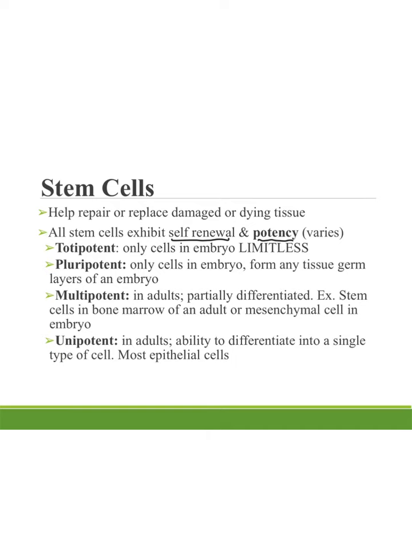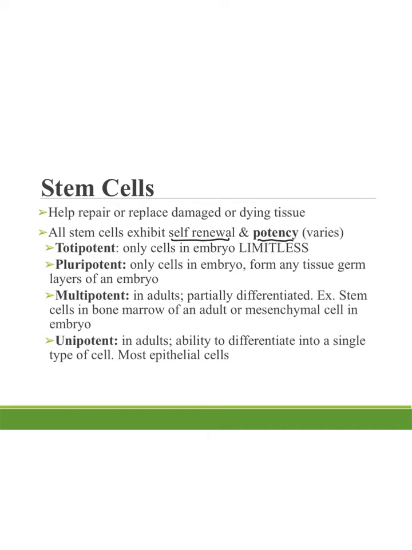So if a stem cell is referred to as totipotent, that means that the cell can become any cell in the body. Okay, it's limitless. So you only find these in very early stages within the embryo. Pluripotent stem cells are also only found in the embryo. It's a little bit further on, and basically they can form any of the tissue germ layers of an embryo, so still very undifferentiated.